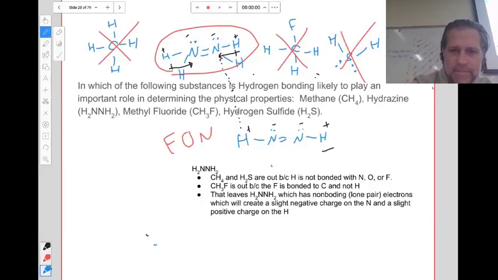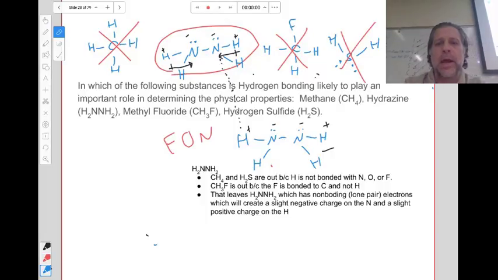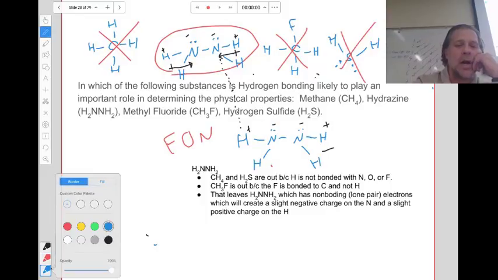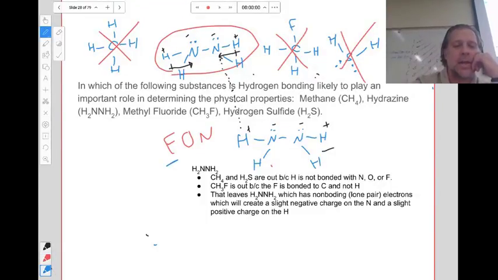Sorry. So the hydrogen has to be connected in the molecule to a fluorine, oxygen, or nitrogen? Yes. So the question was, does the hydrogen have to be connected to a fluorine, oxygen, or nitrogen in order for hydrogen bonding to be present? And the answer to that question is yes. It has to be connected to a fluorine, oxygen, or nitrogen in order for hydrogen bonding to occur. We'll go to that.